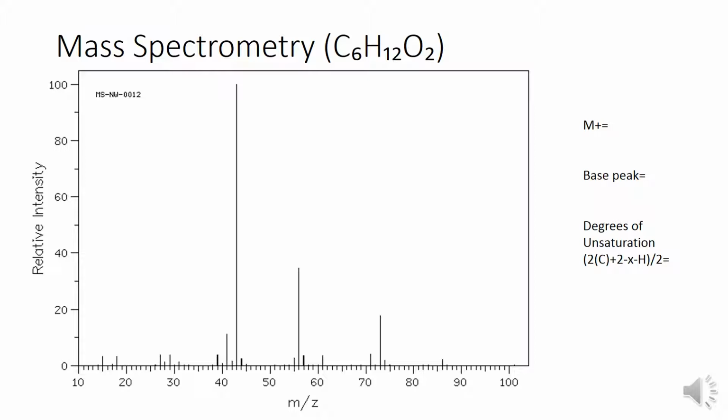So we will start with mass spectrometry. We start by finding the M+ peak. Our graph does not show it. Usually it should be the rightmost peak. We calculated it by adding the molar masses of each atom in our formula, which gave us 116. Now for the base peak. We look for the tallest peak in the graph, which occurs at 43.